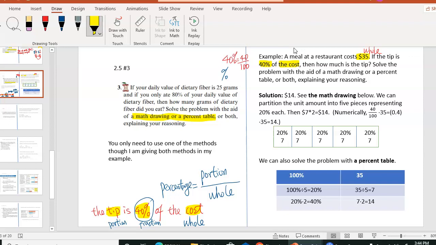I did both solutions, and you can determine which one you like. Here is the math drawing. How did I get this? First we draw the whole. I drew a long paper strip, just like we did for fractions. That's the whole, which is the total cost of the meal, $35. I'm just going to put $35 here.